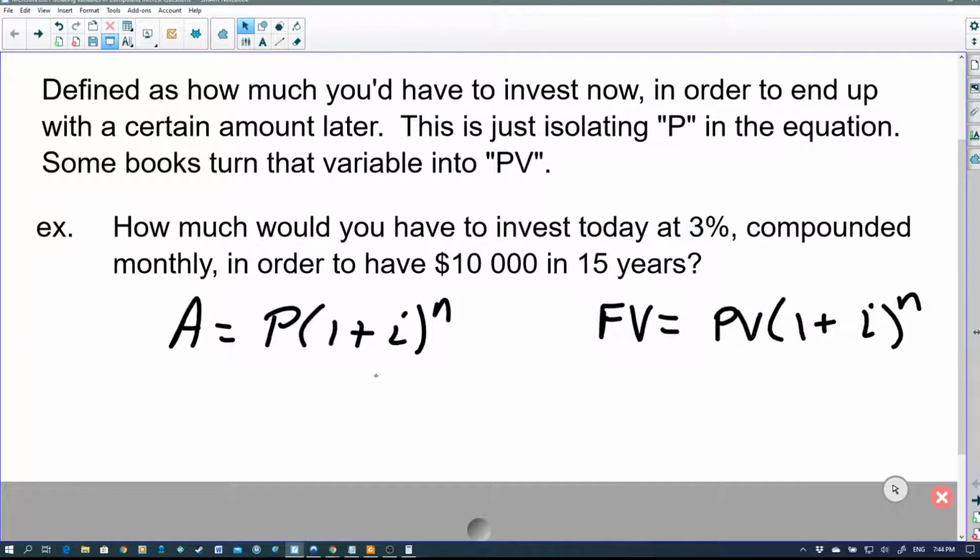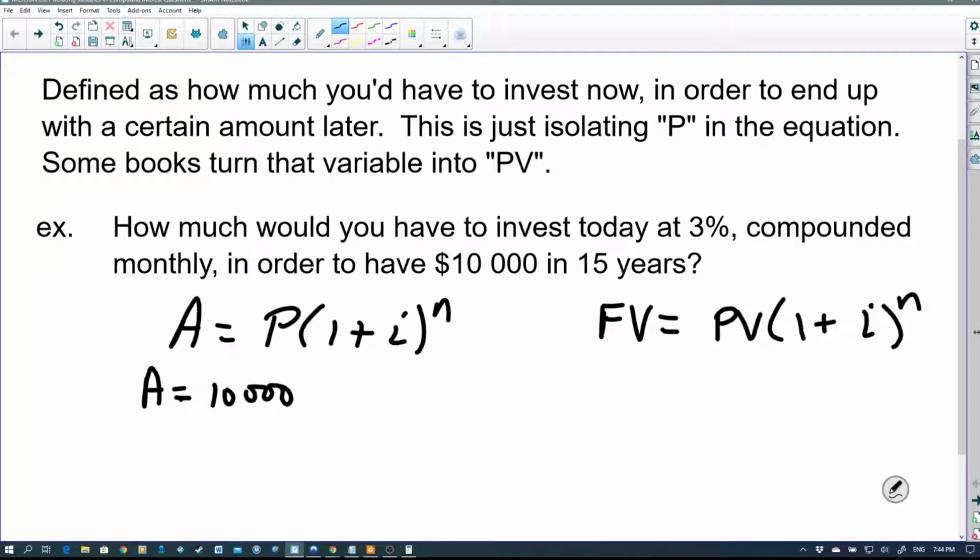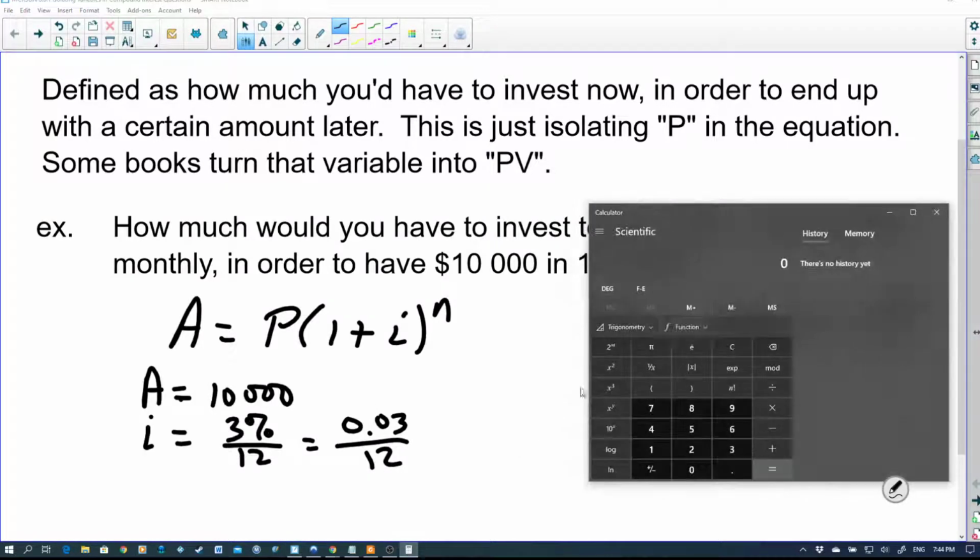Let's write out our knowns. So our givens, we know that our final amount, A, is $10,000. That's what we want to have at the end of 15 years. We have to calculate our i and our n. So i is the interest rate per compounding period. So the interest rate is 3% monthly, which means I have to divide that by 12. That's 0.03 divided by 12. And if I pull up my calculator here, that gives 0.0025.